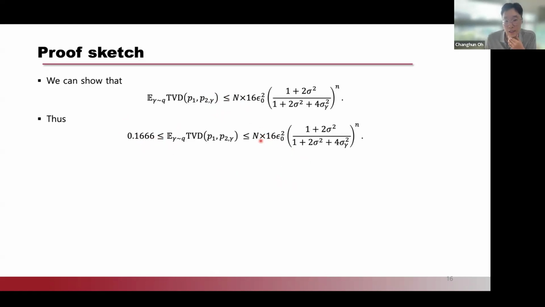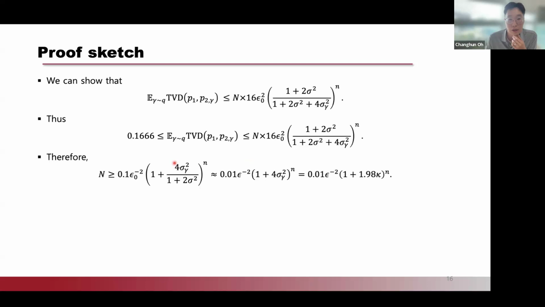Here, the right-hand side has two factors. The first factor is the number of copies Bob uses, and the other factor is some exponentially small number. So if we simplify these inequalities, then we can show that the number of copies has to be larger than some number that is exponentially large in the number of modes. So we can prove the theorem, which is essentially to show that the number of copies you need has to be lower bounded by some exponentially large number in the number of modes.